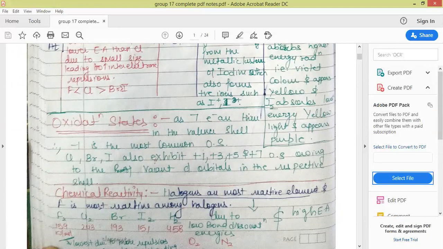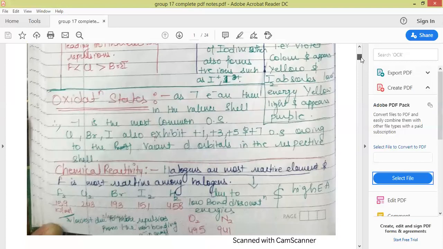Oxidation state of -1 is the most common oxidation state for all the members, as we have already discussed. But as we move after fluorine, there is an introduction of vacant d orbitals. So due to the presence of vacant d orbitals, the other members of the halogen family after fluorine exhibit positive oxidation states, as there is a possibility of promoting electrons to the vacant d orbital. So they exhibit +1, +3, +5 and +7 oxidation states in addition to the -1 oxidation state.